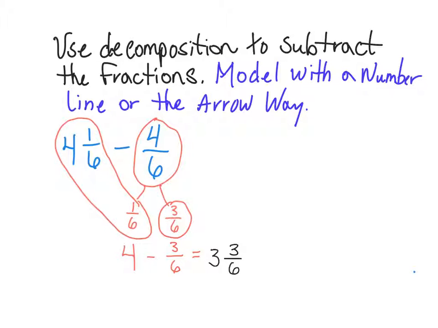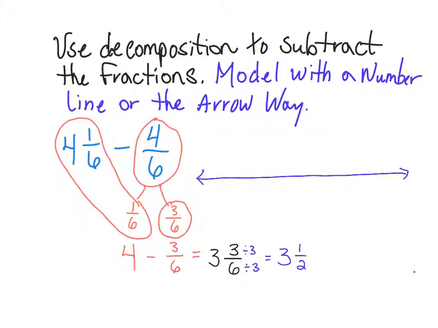3 and 6, the factor they share would be 3. All right, and we are left with 3 1/2. Well, how does that look on a number line?